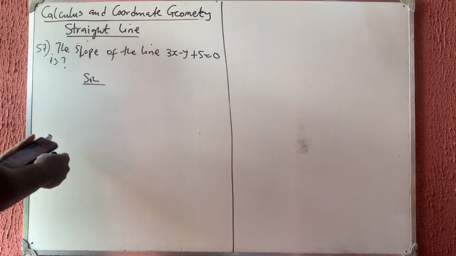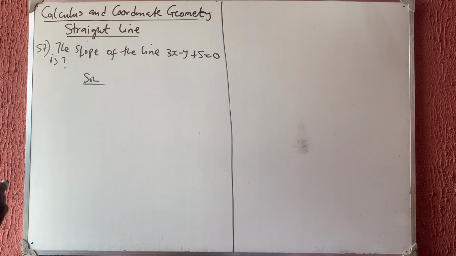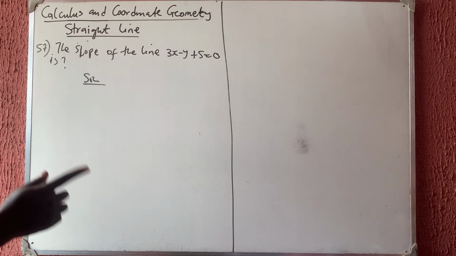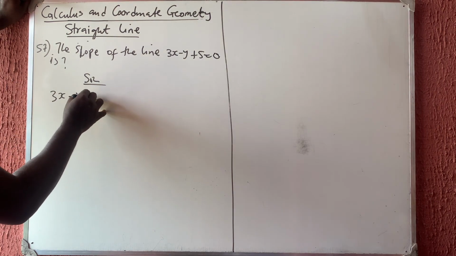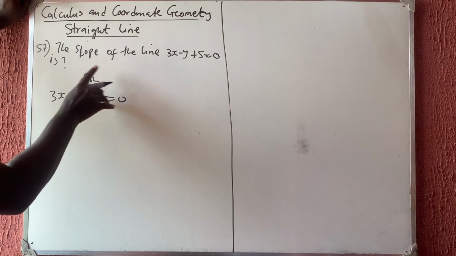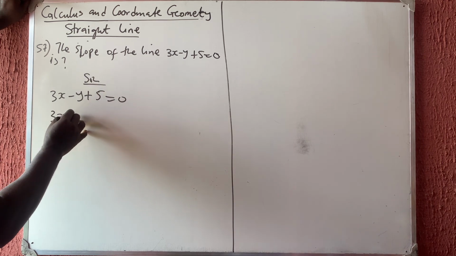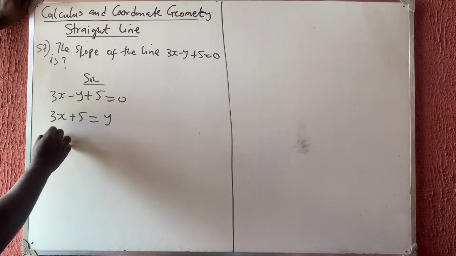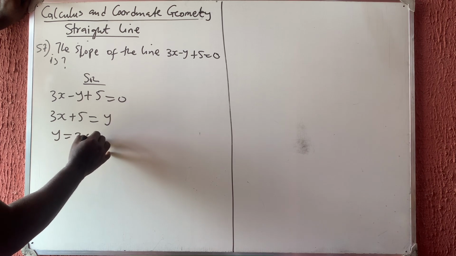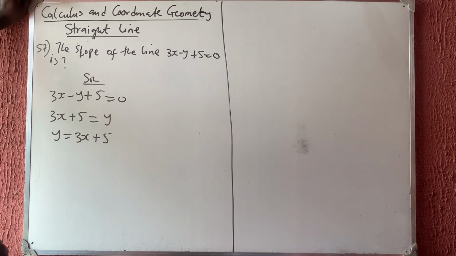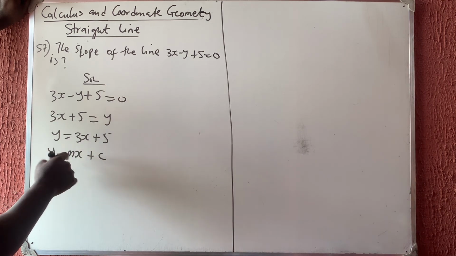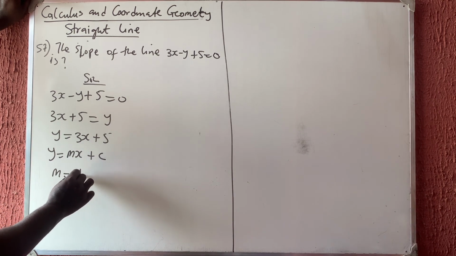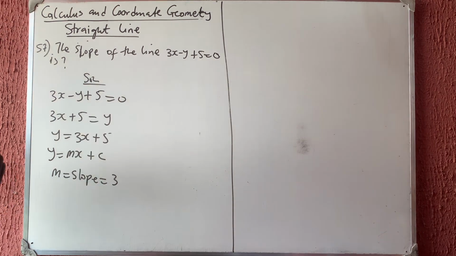Solution. Now, how do you find slope? Slope is simply the coefficient of x when y is made the subject of the formula. They gave us 3x minus y plus 5 is equal to 0. Now y can simply go here to have that 3x plus 5 is equal to y. So y is equal to 3x plus 5. If you remember the general equation of a straight line, y is equal to mx plus c. If you compare this, you see that m, which is your slope, is equal to 3. Very, very simple.